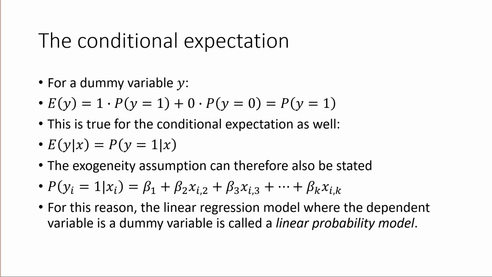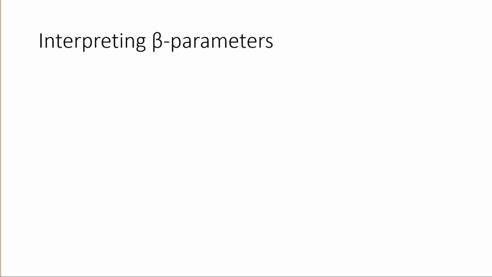So the next part. Remember that in general in the linear regression model, we interpret the beta parameters as the change in the expected value of y when x changes 1 unit. Well, in this case, the expected value is the probability that y is equal to 1. So we have an alternative interpretation in the linear probability models.